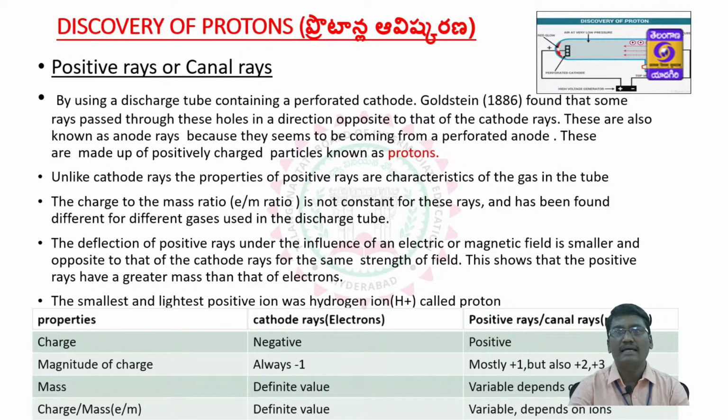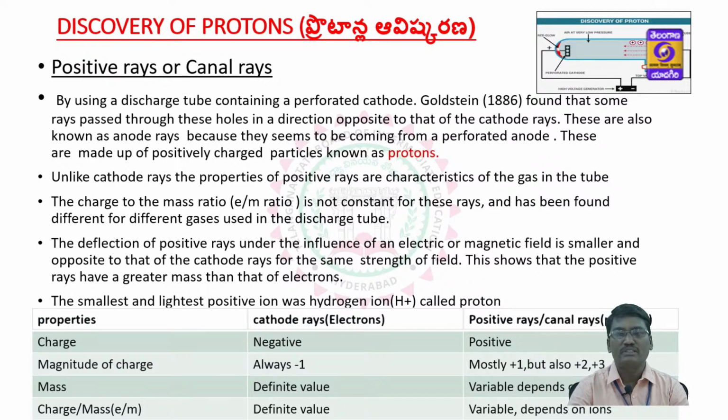The next fundamental subatomic particle is the proton. How was the proton discovered from the atom? It is the positive ray or canal ray experiment. Using a discharge tube containing a perforated cathode, Goldstein in 1886 found that some rays passed through the holes in a direction opposite to that of cathode rays. These are also known as anode rays. These rays are made up of positively charged particles known as protons.